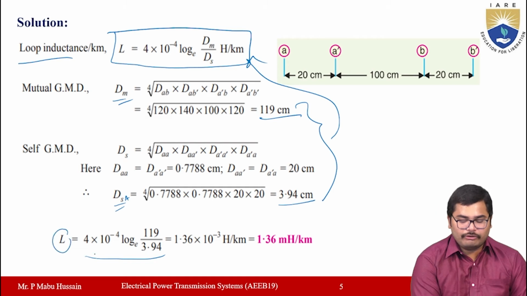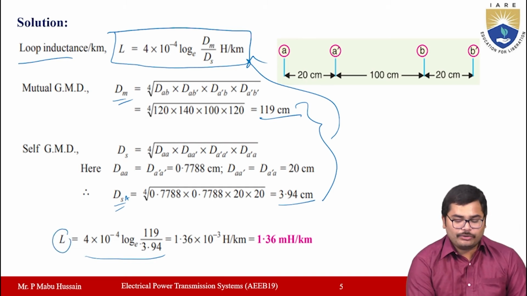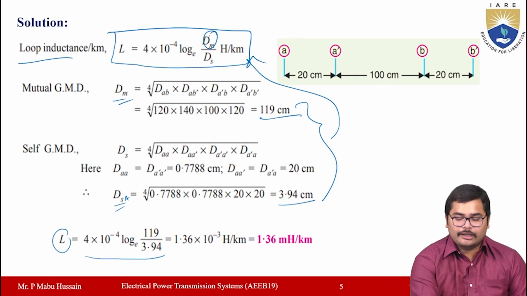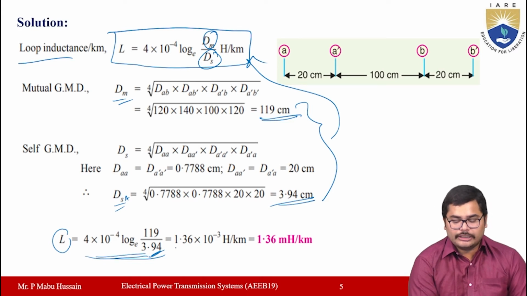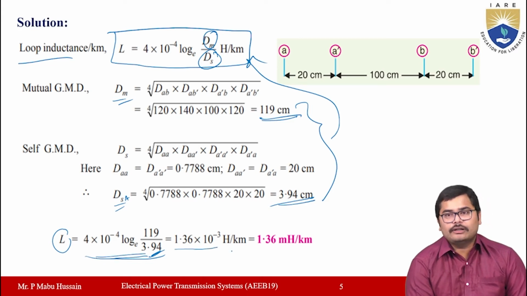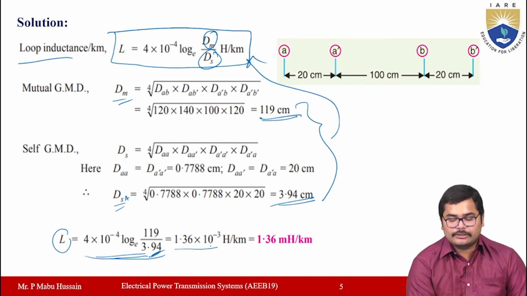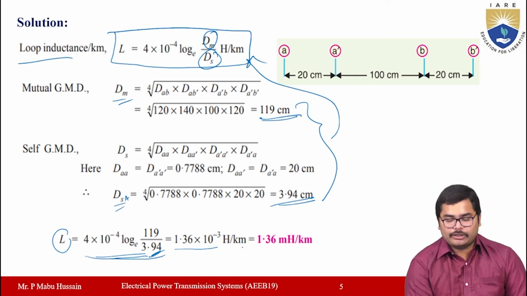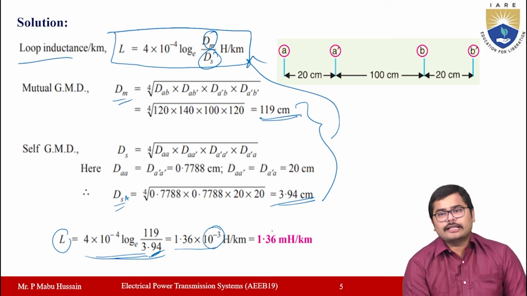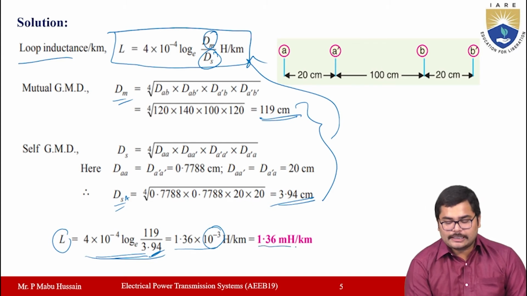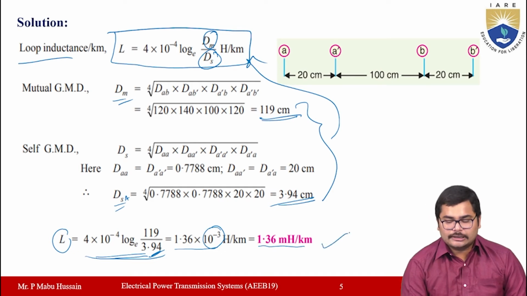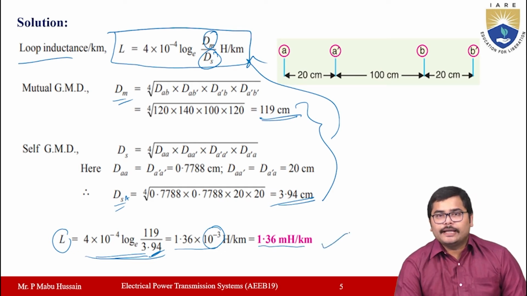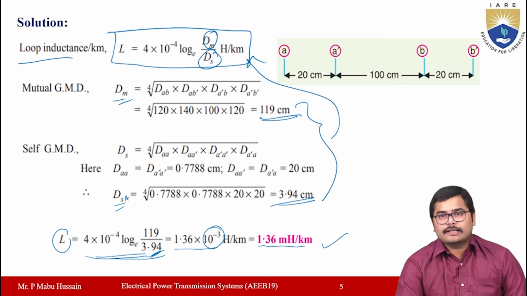So the value of L will be equal to 4 into 10 power minus 4 into ln of 119, which is the DM value, divided by 3.94, the DS value. If you calculate this value, you get 1.36 into 10 power minus 3 henries per kilometer, which you can write as 1.36 millihenries per kilometer. This is how you can determine the inductance of a single phase line.